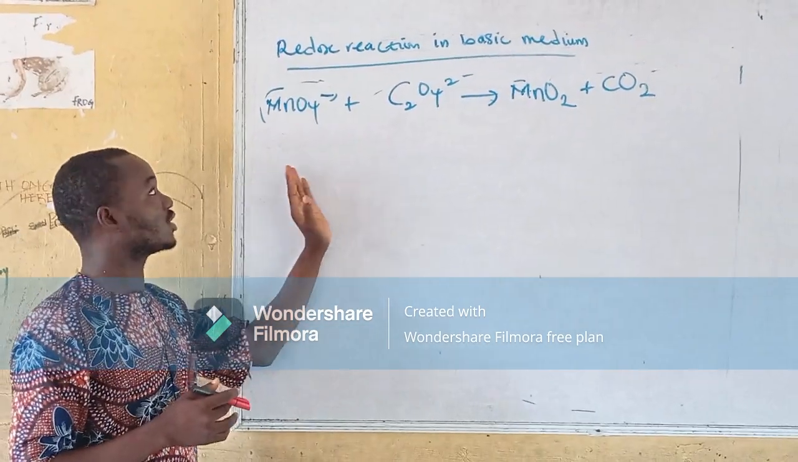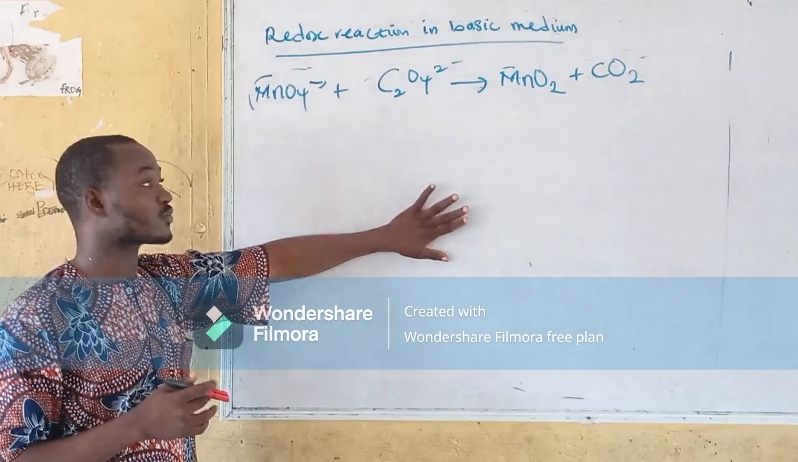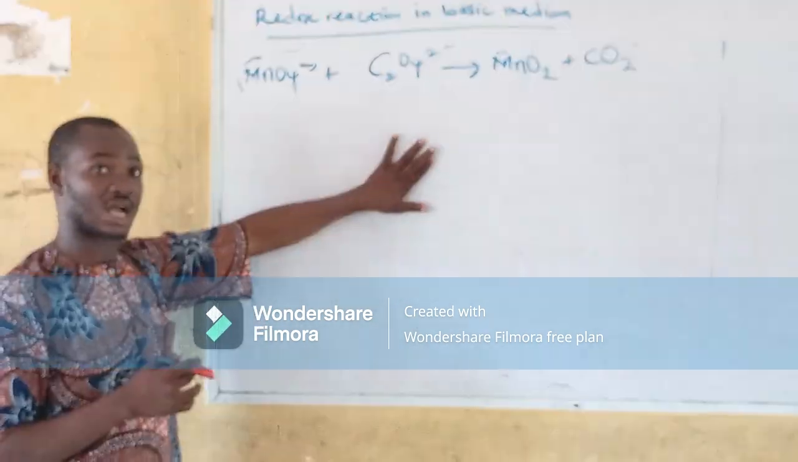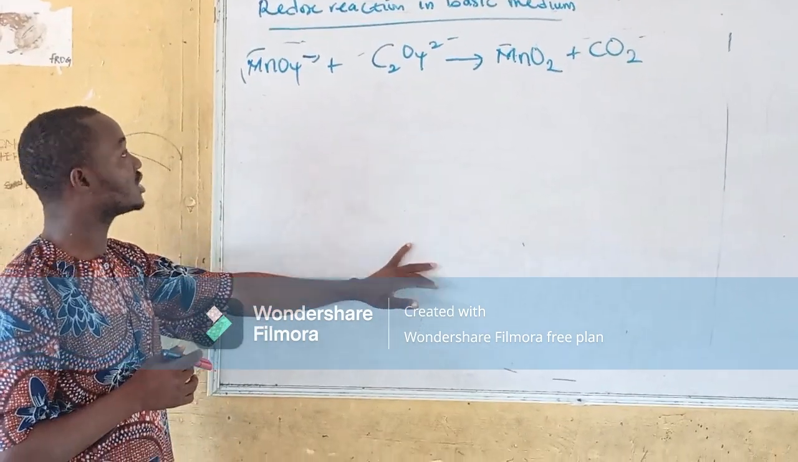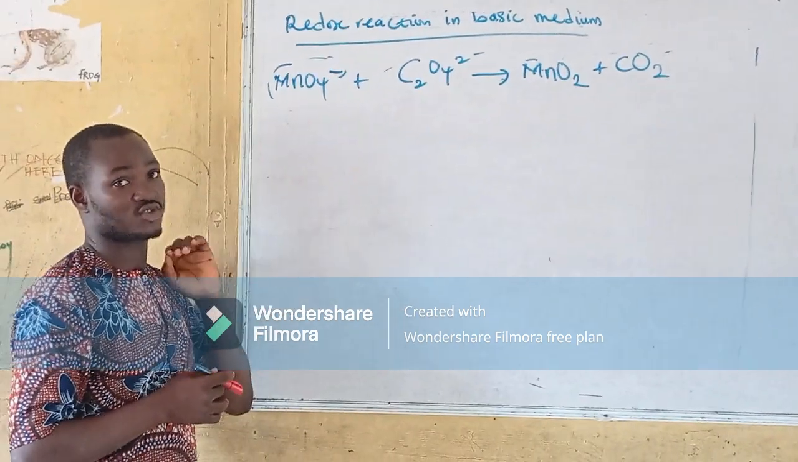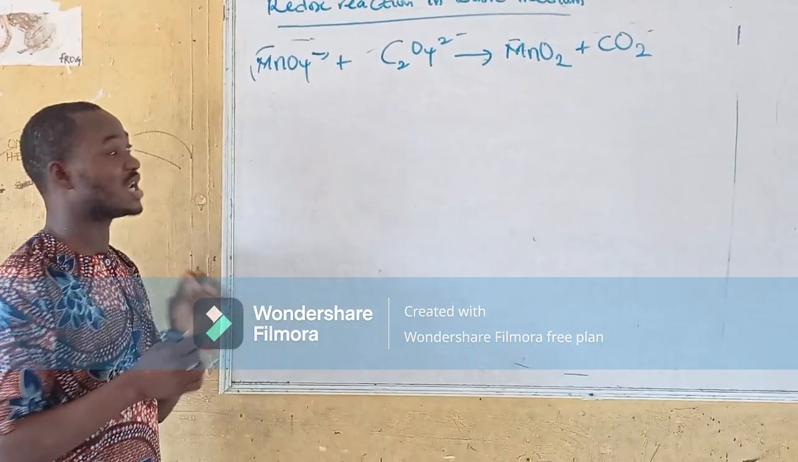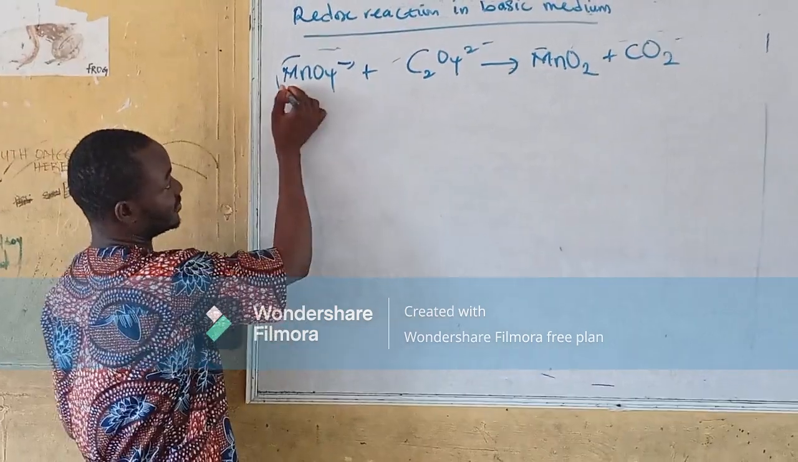So I'm going to be explaining to us how we can balance redox reaction in basic medium. So this morning I'm going to be teaching us how to balance it. So the first thing you do is to get the oxidation number of your central element. In this case here now, the central element here is manganese.